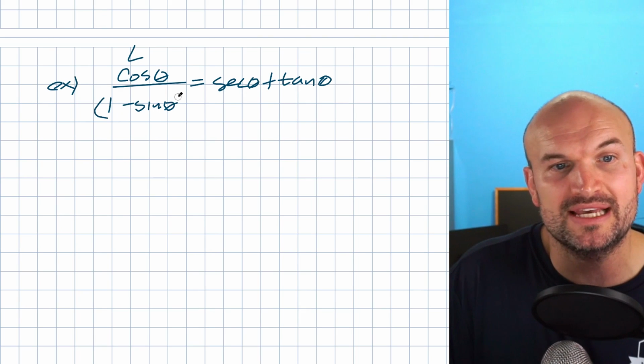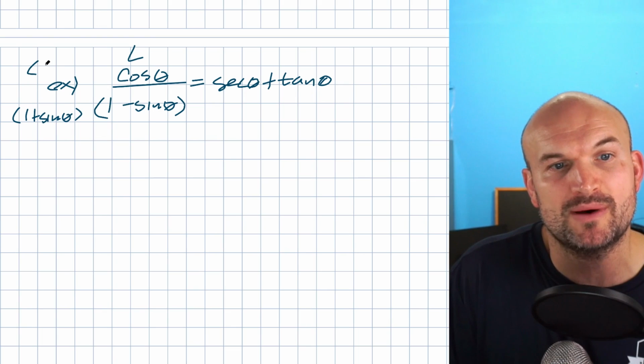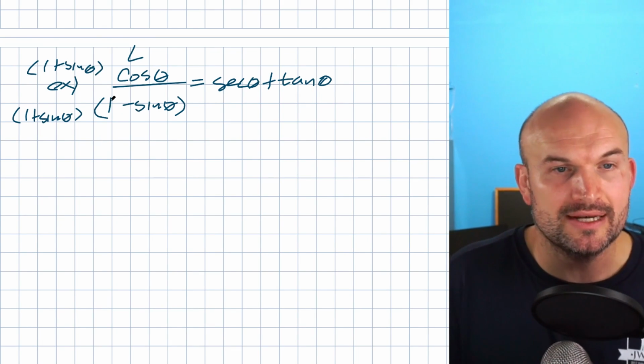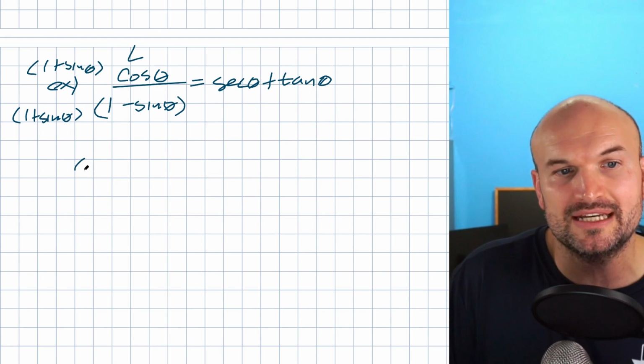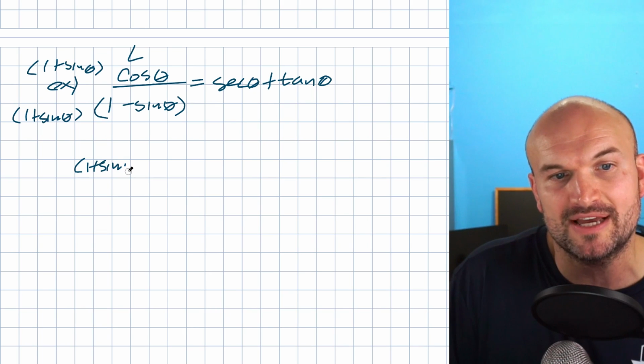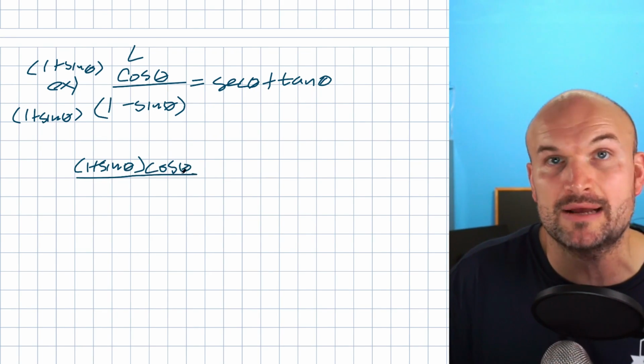So in this case, the conjugate of 1 minus sine of theta is 1 plus sine of theta. So what I'm going to do is multiply by 1 plus sine of theta on the top as well as on the bottom. Now, one tidbit is don't always just jump to simplifying this. I'm going to leave this as 1 plus sine of theta times cosine of theta, because again, you don't know when you need to simplify things and when not.